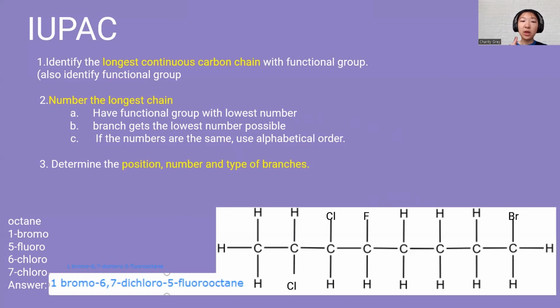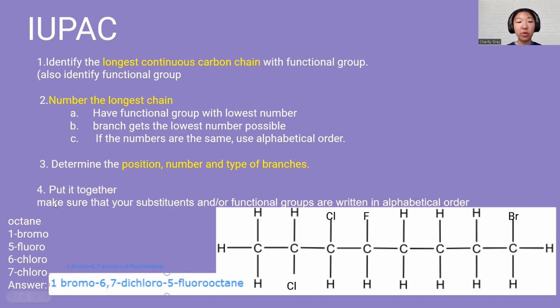Then we determine how many branches are there? What type of branches are they? And where are the branches? Then we put it together and we make sure that they are written in alphabetical order. So these are your 4 rules for writing IUPAC hydrocarbons. Please remember these 4 rules.